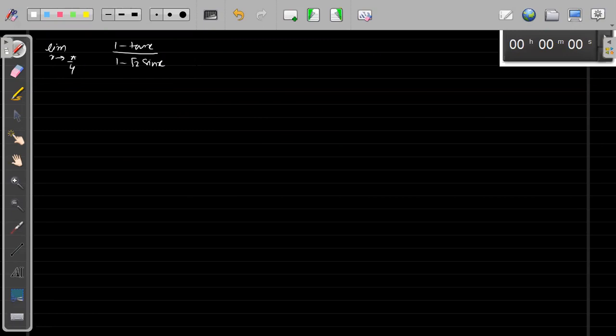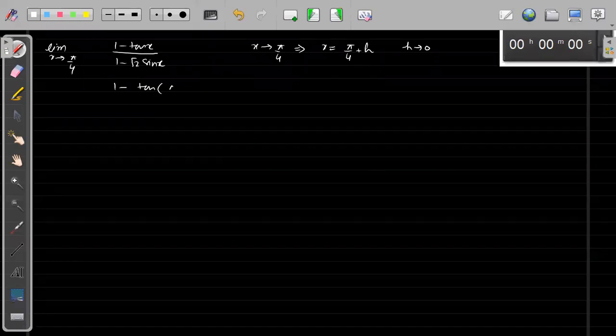Let's see. So x is tending to pi by 4, so we can write x equals pi by 4 plus h, where h is tending to 0. If I substitute this value, this will become 1 minus tan of pi by 4 plus h. But this will give me a very nice form of tan h, and tan of pi by 4 is 1. So this will give me a nice form in tan h. Here we have root 2 sine of pi by 4 plus h. Both expansions will have root 2 in it, so we will get a good form in this one also.